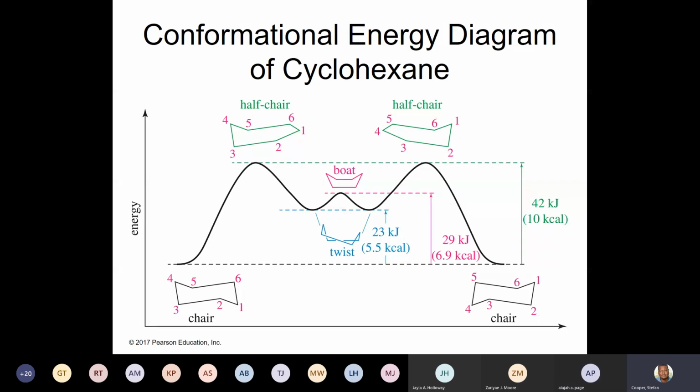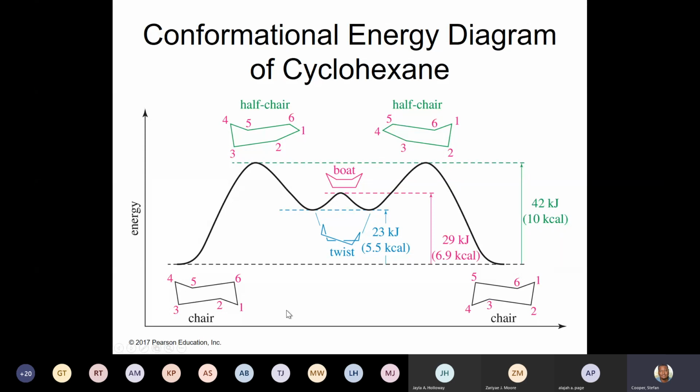Okay, great. So half chair highest, next in energy boat, next twist, last chair. We mentioned that there's two potential chairs. You want to start to look at these. This chair on my left-hand side is leaning towards the left. The chair on my right-hand side is leaning towards the right. That's how we know that these two chairs are different. There's a ring flip or a chair flip occurring here.